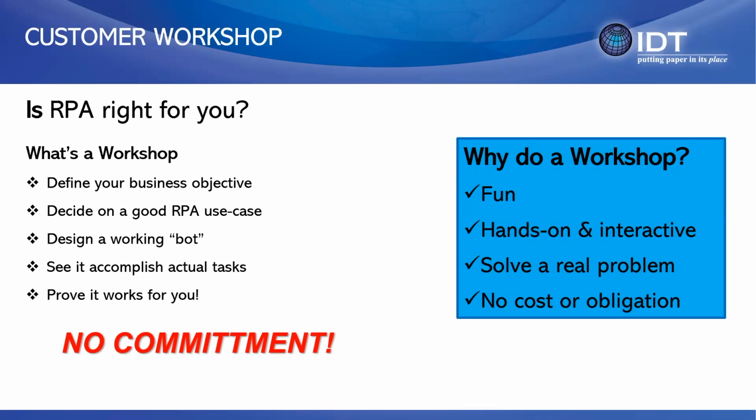When we talk about doing a workshop, it's really about doing a number of things. Number one, we'd like to define what your business objective is to make sure it makes sense for an RPA application. This is basically coming up with a good use case for an RPA process. We'll then work with you and collaborate to design a working bot, and that bot's going to solve an actual real-world problem that we agree on, much like what you saw with Rich's demo. You're then going to have an opportunity to see it accomplish an actual task, and so we could prove that RPA can actually drive those efficiencies that we talked about.